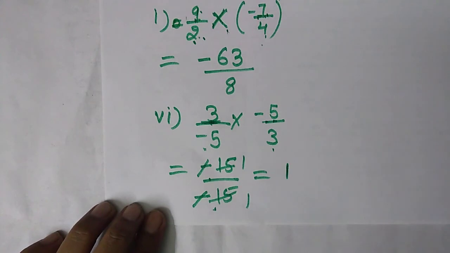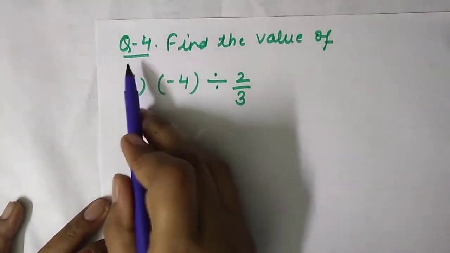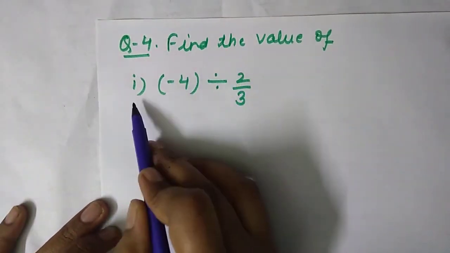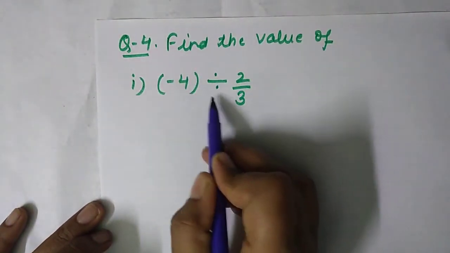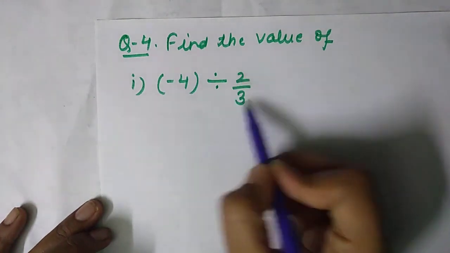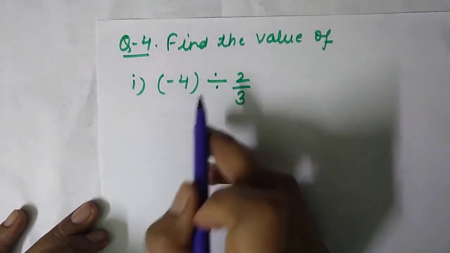So in multiplication of rational numbers, you need to remember that the numerator will be multiplied with numerator, and denominator will be multiplied with denominator, and in addition and subtraction you need to take the LCM. Now the last question, that is question number 4, and in this question you have to divide the rational numbers. So this is question number 4, find the value of, and in this you need to divide. So this is a rational number and this is a rational number, and you have to divide them.